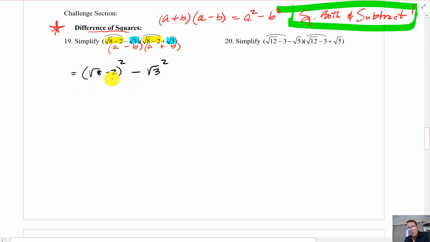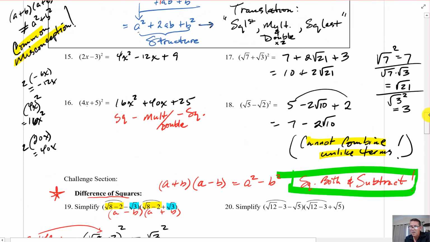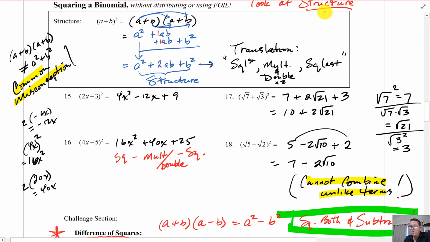When I square the binomial, I have to square, multiply, double, square. So this portion right here, I've got to square the binomial, which means I have to square, multiply, double, square. Okay, I just did that above here. So if you look right up here, I just talked about that. And this is what you got to be thinking: square, multiply, double, square. So let's apply it.